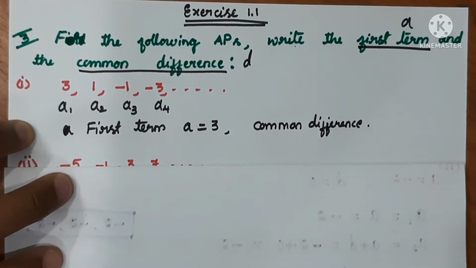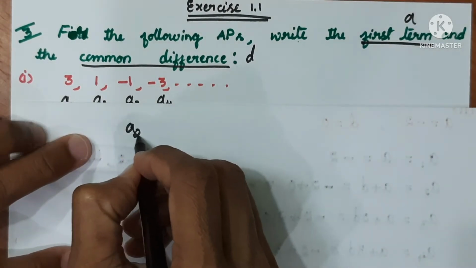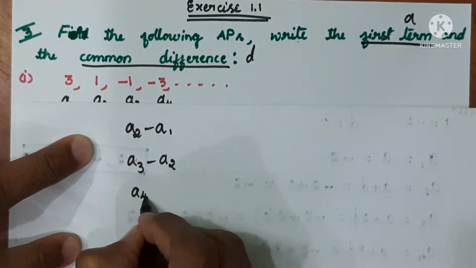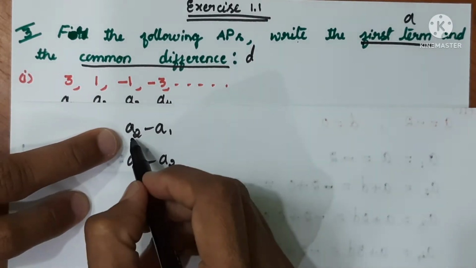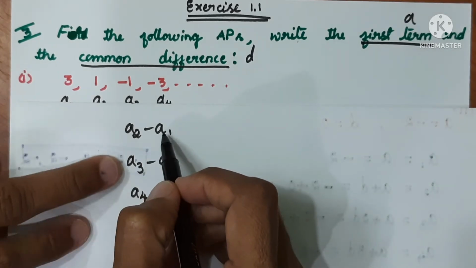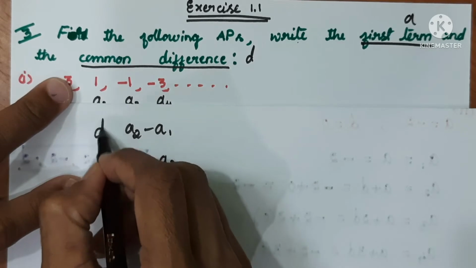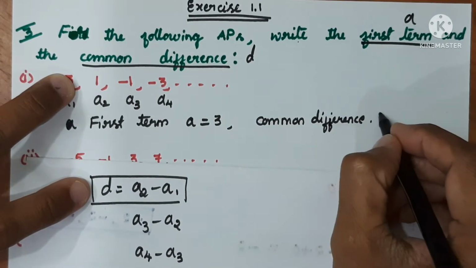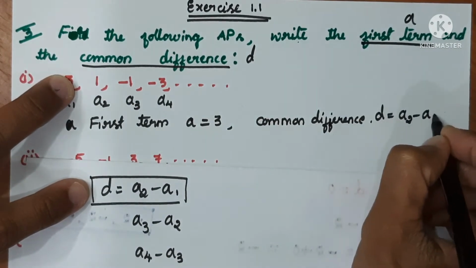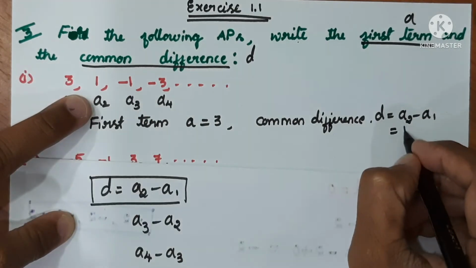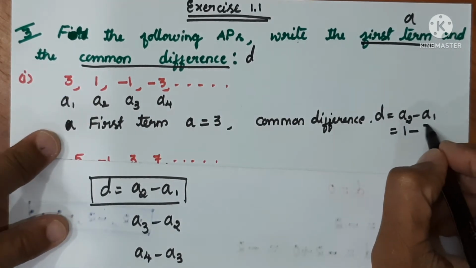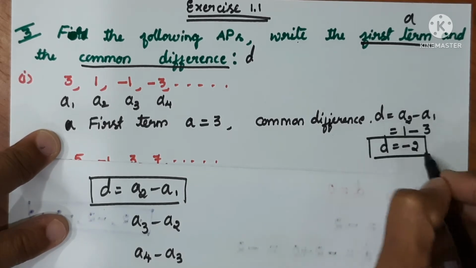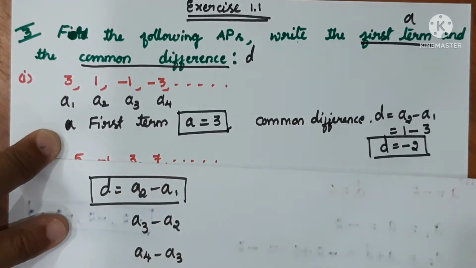We know that the common difference is obtained by subtracting A2 minus A1, or A3 minus A2, or A4 minus A3. Means we have to subtract a term by its preceding term, and we get the common difference. Usually we use D equal to A2 minus A1 for all the examples. So let us write here D equal to A2 minus A1, equal to, A2 is the second term, 1, minus the first term, 3. After subtracting we get minus 2. So the common difference D is equal to minus 2 and the first term A is equal to 3.